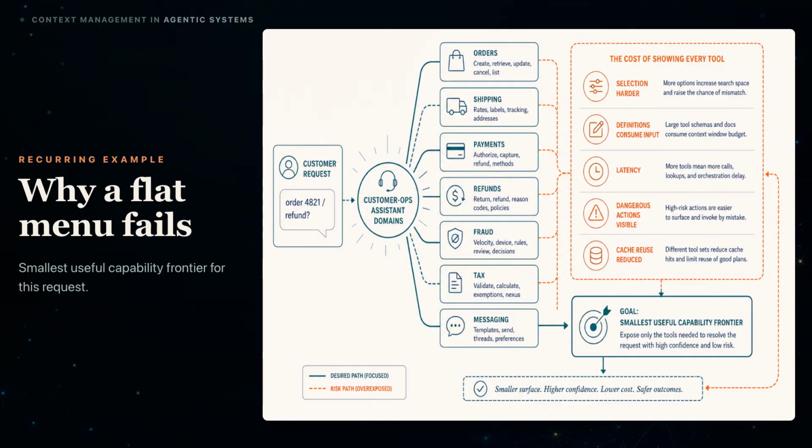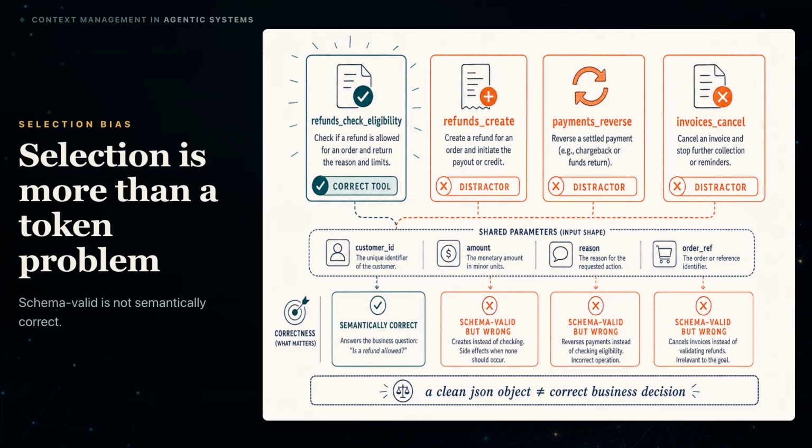Showing every tool creates 5 costs at once. Selection gets harder. Definitions consume input. Larger requests can add latency. Dangerous actions become unnecessarily visible, and constantly changing the menu can reduce cache reuse. There is no universal safe tool count threshold because schemas, models, and tasks differ. The goal is the smallest useful capability frontier for this request. Token cost is only the visible symptom.